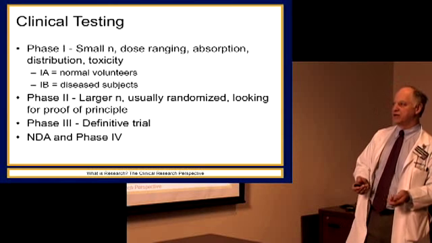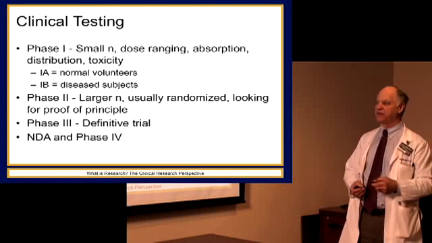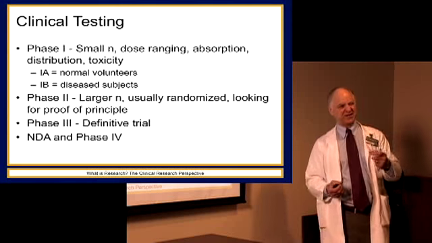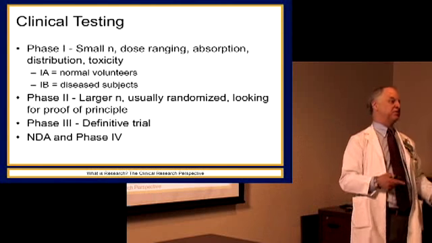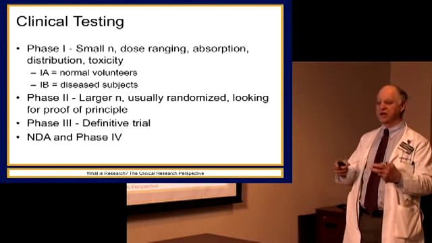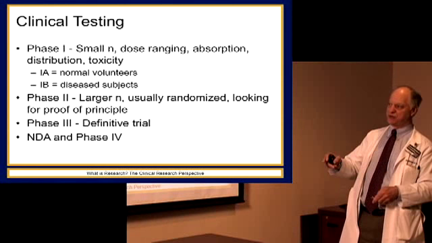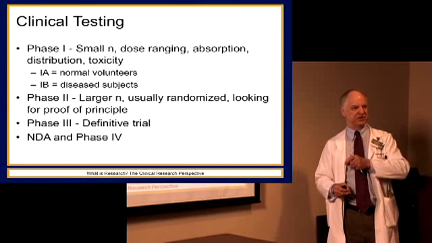In phase 2, there's a larger number of patients. Usually they're randomized at this point, and now you're looking for proof of principle. You want to say, is there any information coming out of this study that would encourage me to believe that this drug is really going to work? So that's what phase 2 is for. And it refines the kinds of things that you would want to do as you move into the definitive trial of phase 3. So many times there'll be multiple phase 2s.